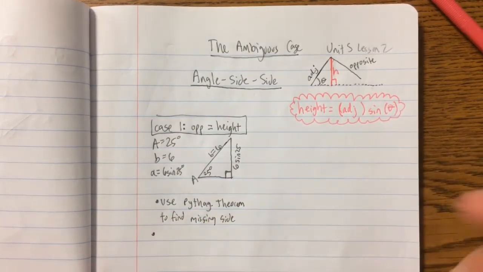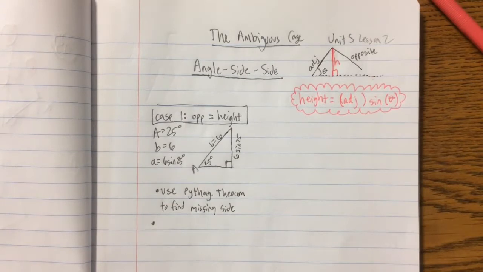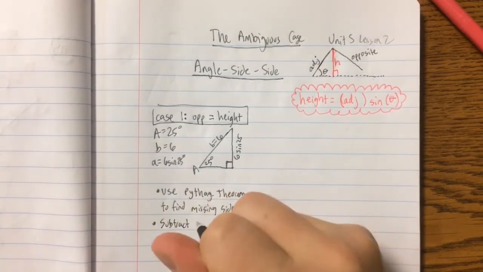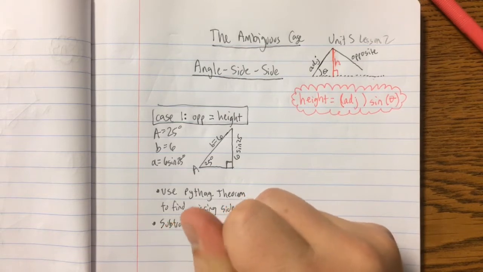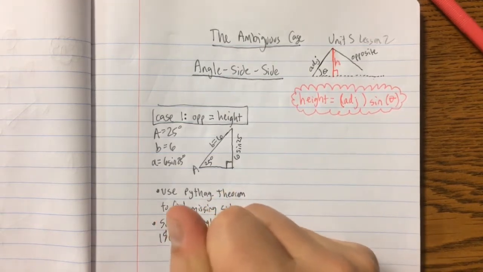And to find the missing angle, we have some options here. You could use SOHCAHTOA, or you could just subtract from 180. So subtract angles from 180 to find the missing angle.